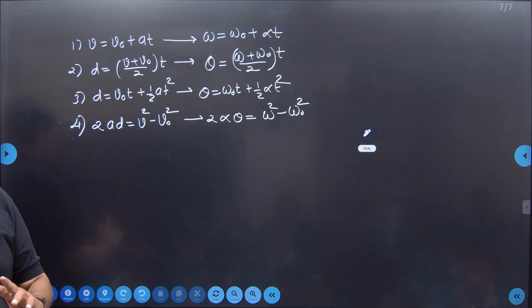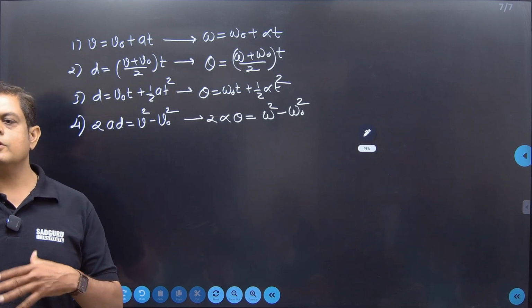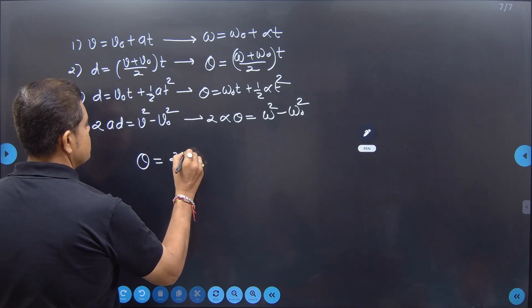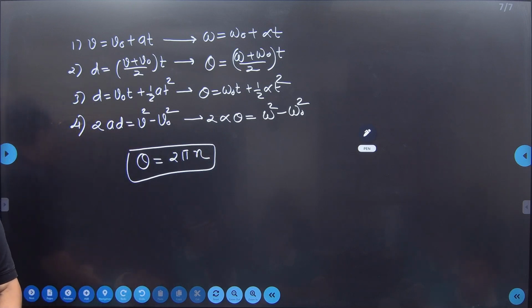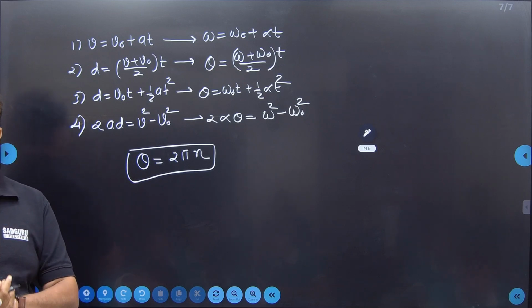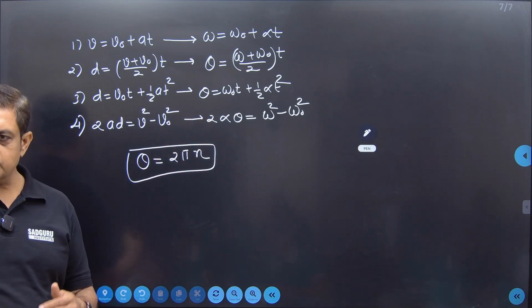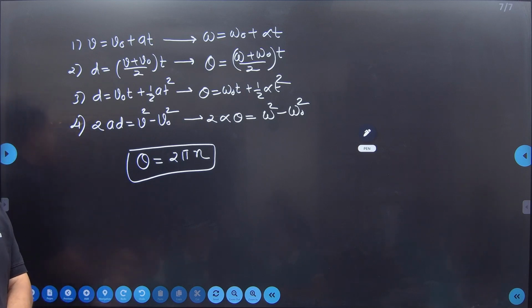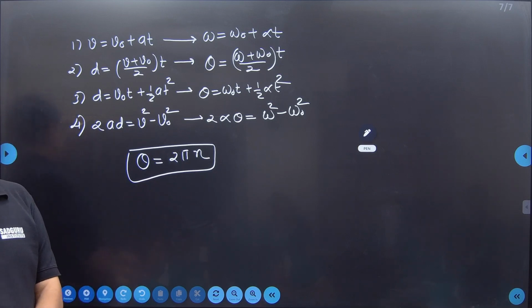If theta is not given in radians in the question, suppose theta is given in terms of number of rotations, then the relation is theta equals 2 pi n; with this relation you can convert n into theta. For one rotation, n is 1 and theta is 2 pi; for n rotations it is 2 pi n. So normally in rotational motion, theta is not given directly in radians, it is given in terms of number of rotations, so you have to convert number of rotations into radians, then you can go for this.